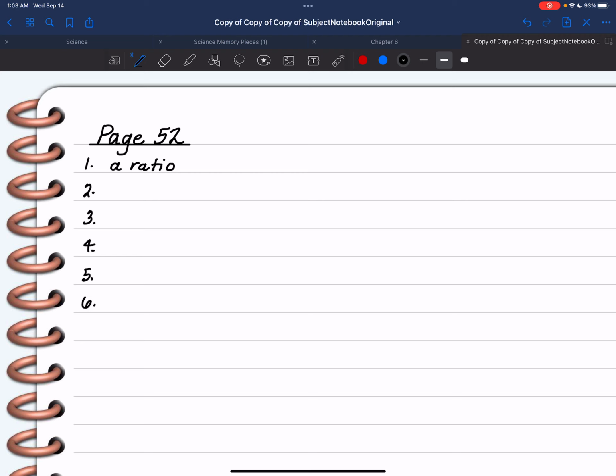2 figures or objects that have the same shape but may have different sizes are similar. A or an compares a quantity to a single unit. And this is a unit rate. Two equivalent ratios form A or an. It is a proportion.